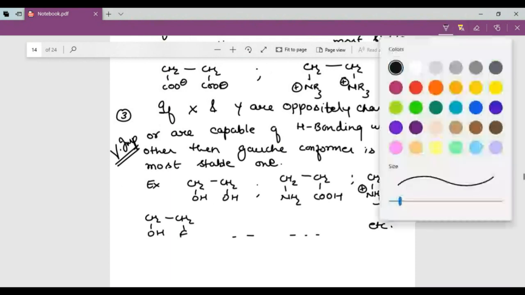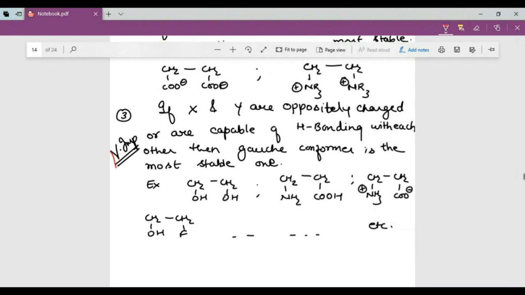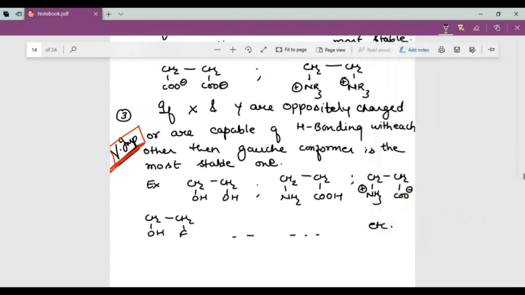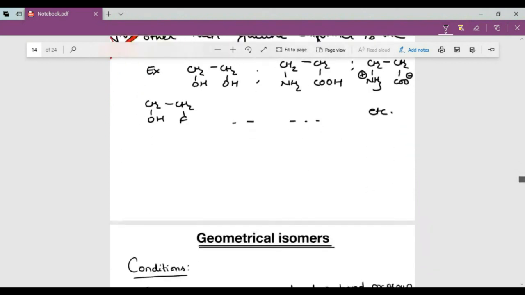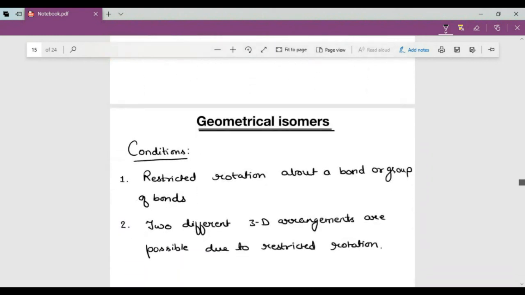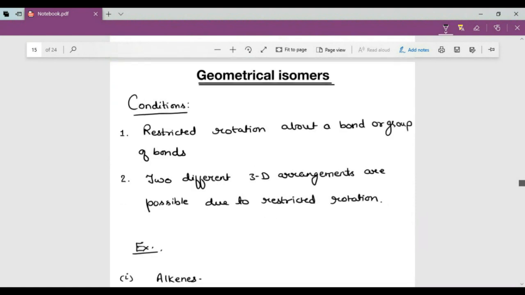But please record this in your brains very well. This is important: if there is a possibility of intramolecular hydrogen bonding, or if there is a possibility of opposite charge attraction, then for the similar arrangement, gauche conformers will become the most stable one. No more anti is the most stable. Okay, so that brings us to the closure of conformational isomerism. Let us move to geometrical isomerism.